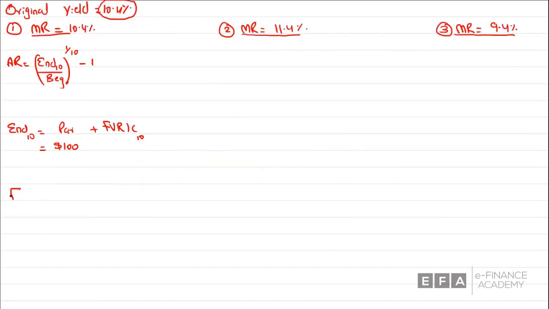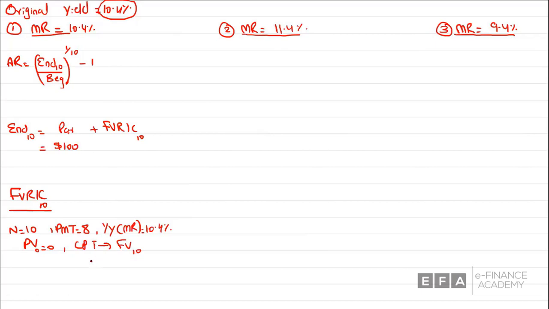So the future value of reinvested coupons can be calculated as follows: n is in this case 10. The coupon payment, as we saw in the timeline, is 8. The yield, which is the market rate at which you are reinvesting, is 10.4%. And the present value again is 0 because there is no coupon at time 0, and we simply compute the future value. The future value that we get is 129.97. All right, so we add that here, 129.97, and that should give us 229.97. This is what you're getting back.